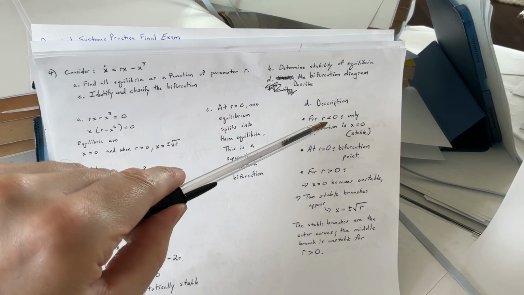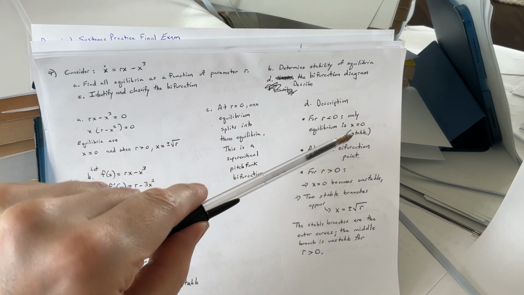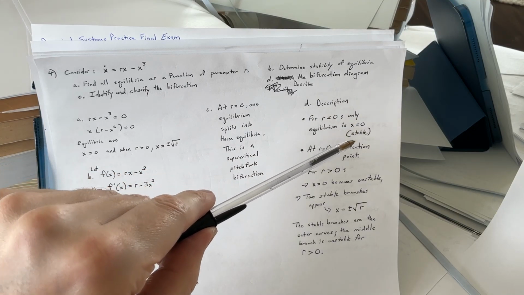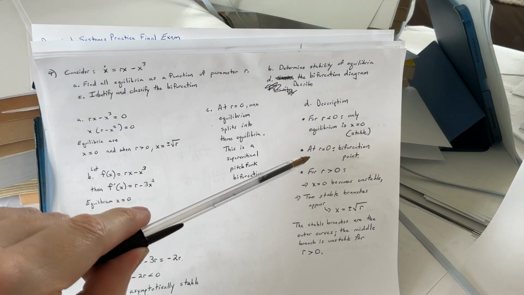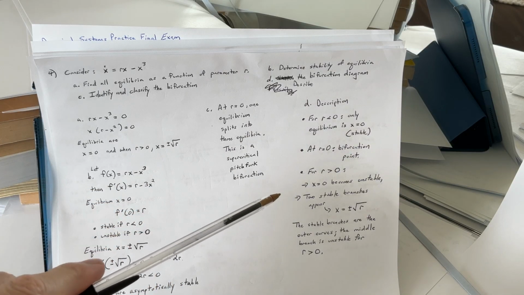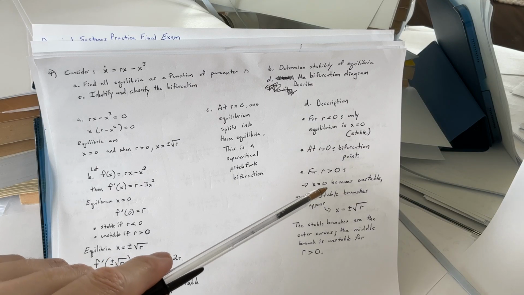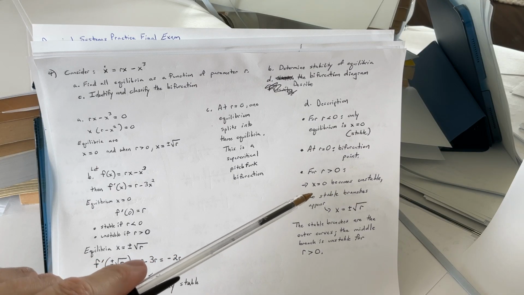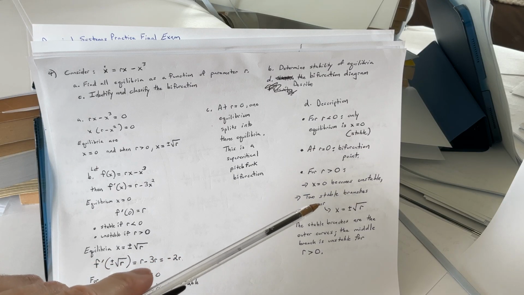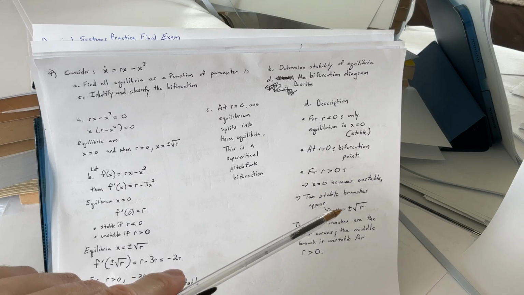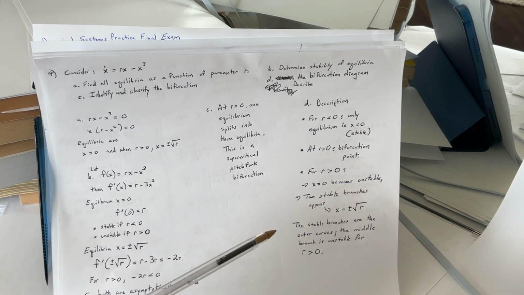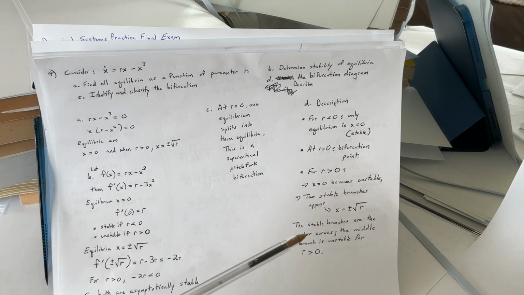For r less than 0, the only equilibrium is x equals 0, stable. At r equals 0, we have a bifurcation point. For r greater than 0, x equals 0 becomes unstable. Two stable branches appear, x is plus or minus the square root of r. The stable branches are the outer curves. The middle branch is unstable for r greater than 0.